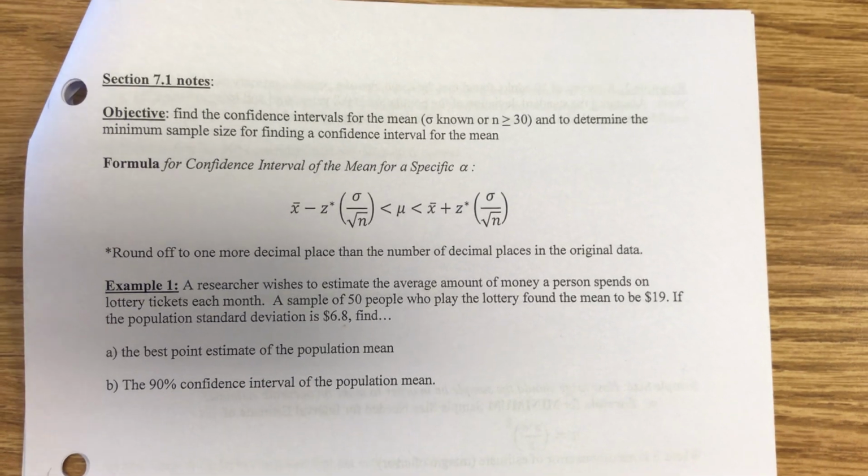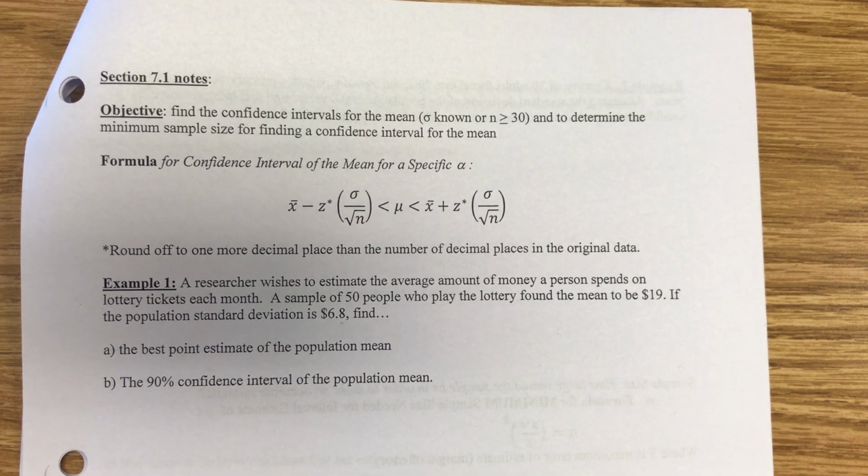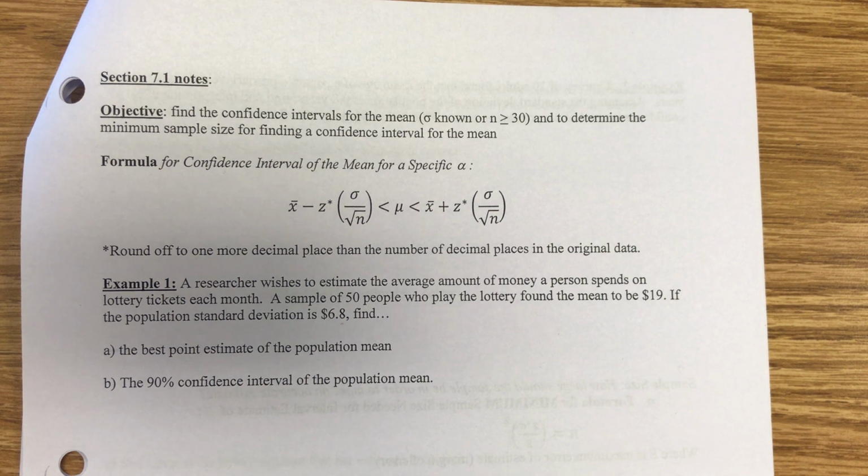Okay, today for section 7.1. So we just spent a few days doing proportions in section 7.3. So now what we're going to do is switch over and talk about how to find averages. There are actually two ways to deal with averages.